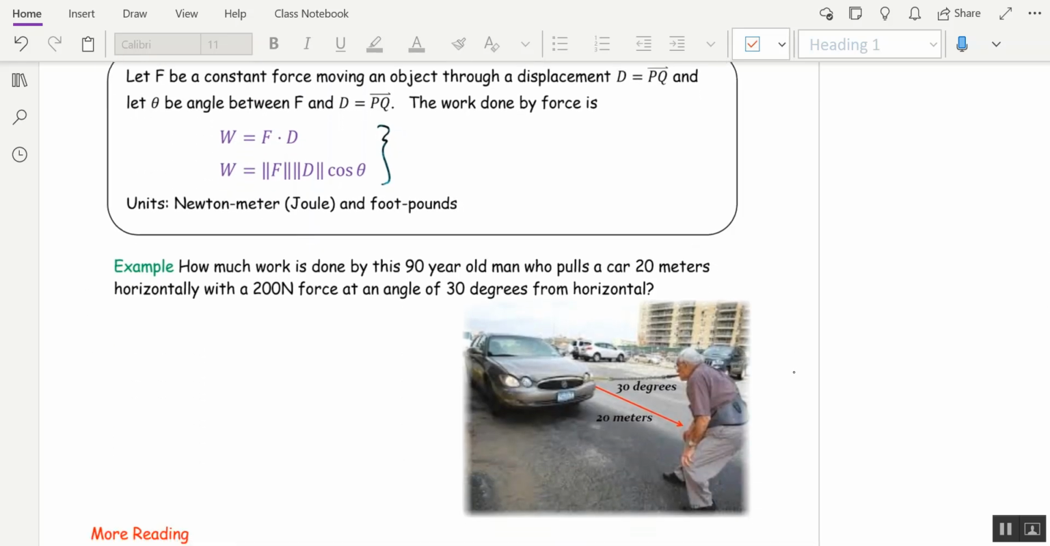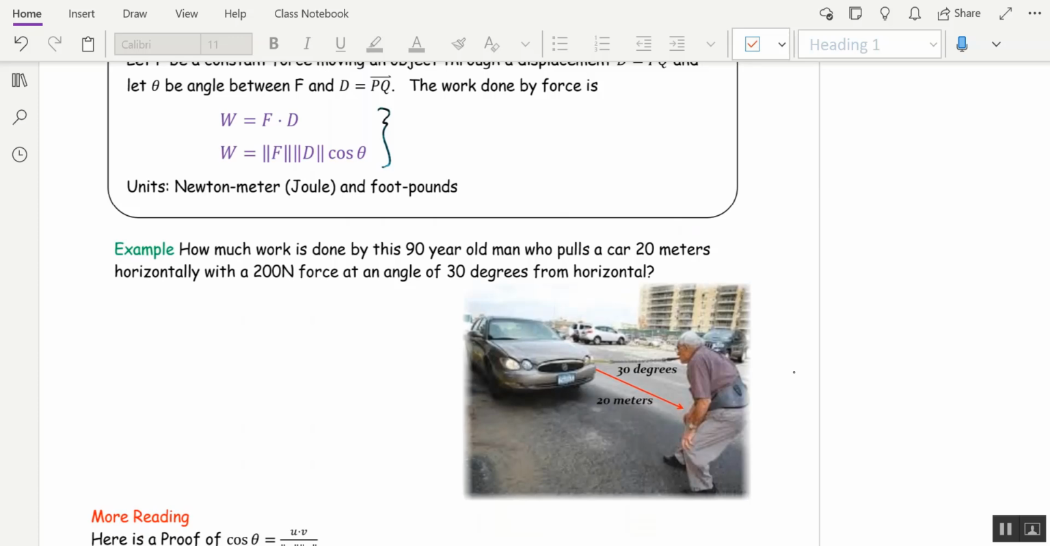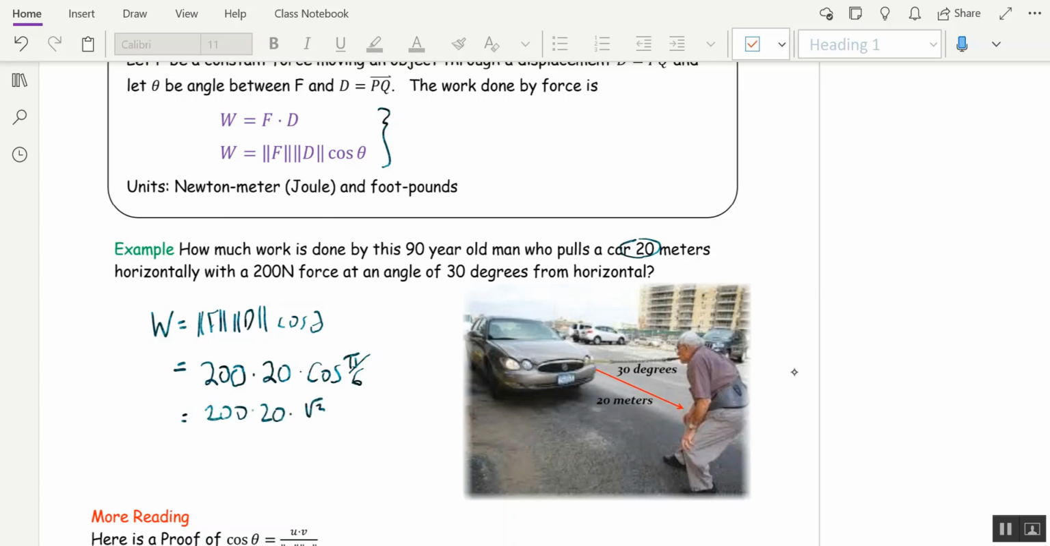So in this example here, this 90-year-old man who's pulling a car with his teeth, we want to use the second formula. So we want work equals the length of F, length of d, cosine theta. Okay, we have a 200 Newton force, so the length of F is 200. The length of d, well, we're pulling this car 20 meters, so that's the length of d. And theta is 30 degrees, so cosine pi over 6, I like radians. Okay, so that's going to be 20 times 200 times root 3 over 2. And finally, that's going to be 2,000 root 3 joules.